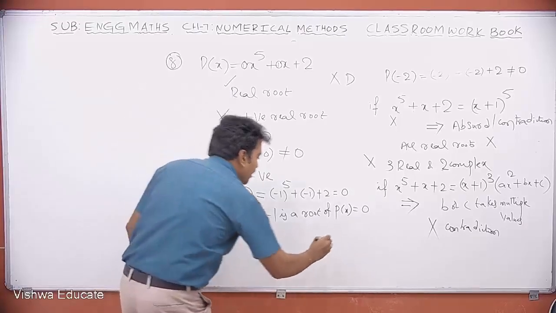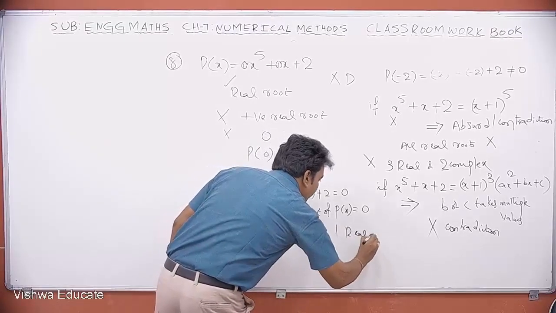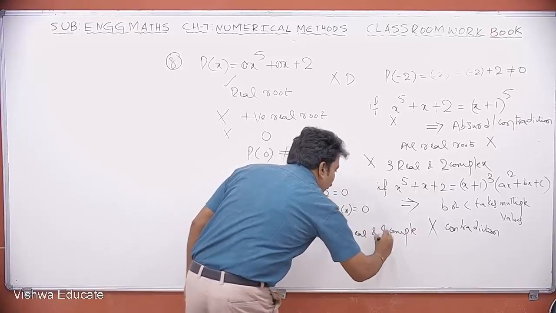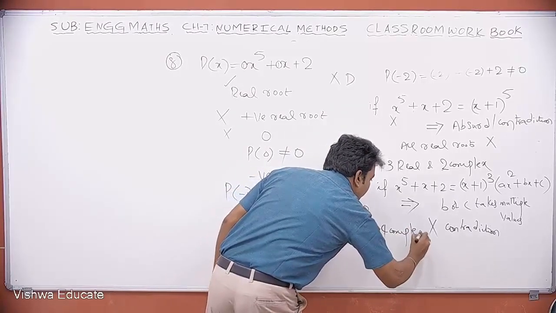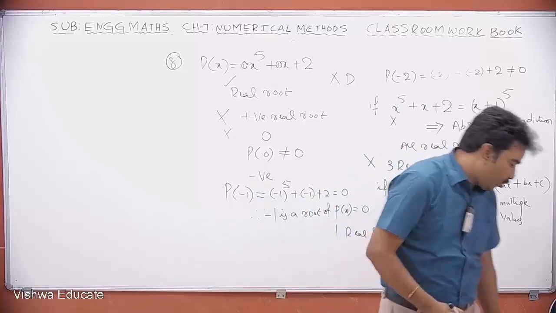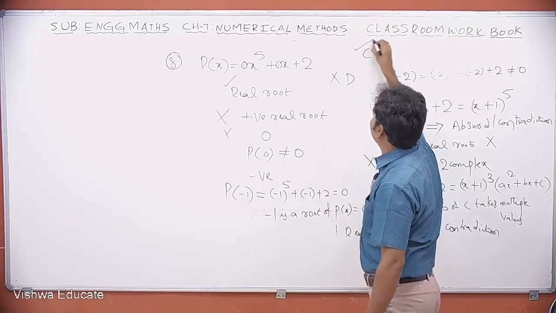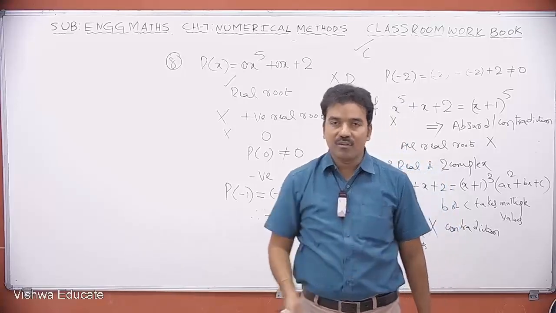Therefore, 3 real and 2 complex roots is also a wrong option. Therefore, finally, it has 1 real and 4 complex roots. Therefore, it is option number C. Option C is the right answer. Very helpful question. Note this.